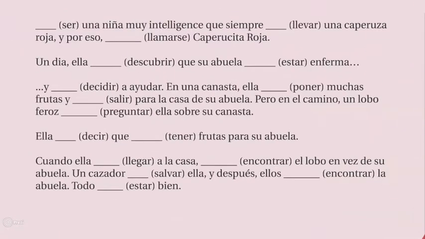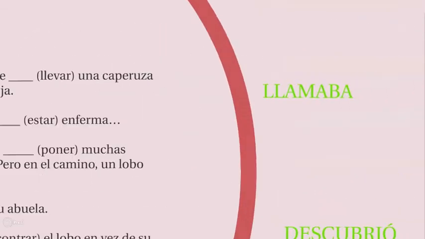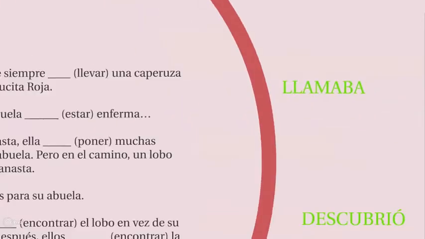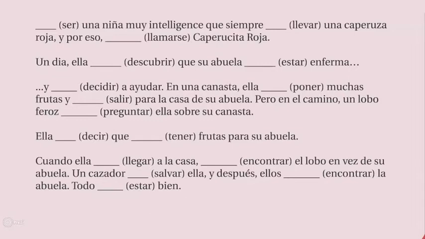Siempre llevaba una caperuza roja, y por eso... Well, this is a bit more tricky. Is she just being called Caperucita Roja one time? Or is it a constant thing? Of course not. A name is a constant state of being. It's something that would be a part of setting the scene. A name isn't an action, so ella se llamaba Caperucita Roja.